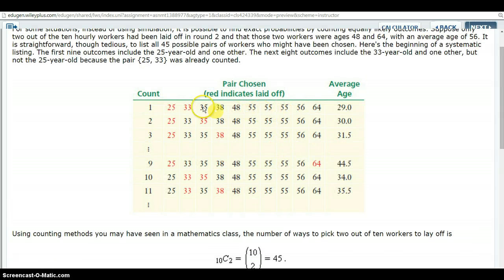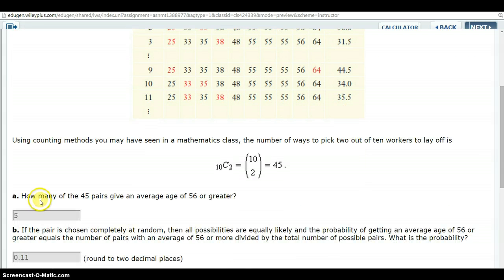So in other words, if we're choosing 2 out of these 10 workers and then taking the average age, for example here, if we choose these 2, we'd add them, divide by 2, give us an average age of 29.0, because 29 is 25 plus 33, and then that sum divided by 2. We want to know how many of these pairs would give us an average age of 56 or greater.